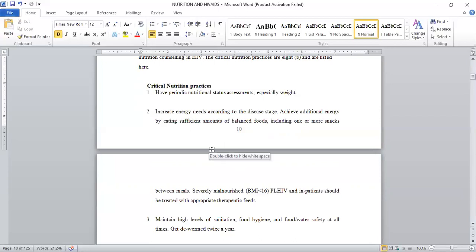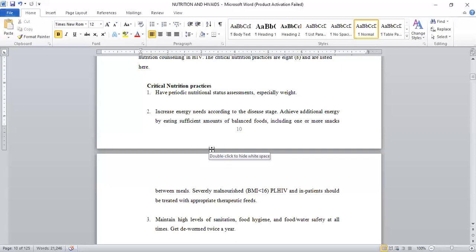Remember the 3 main stages. They are asymptomatic, the early symptomatic, and the late symptomatic. So in those 3 stages, you found that the energy increment was different. Some of them needed to increase more than the others because of the stage of the disease, and also the position of their body.